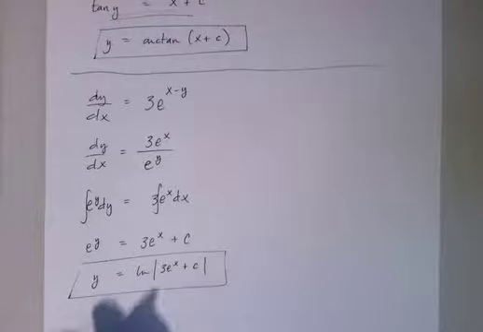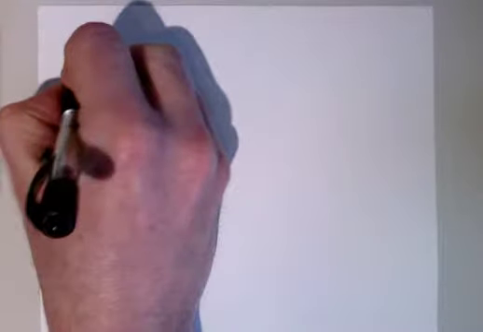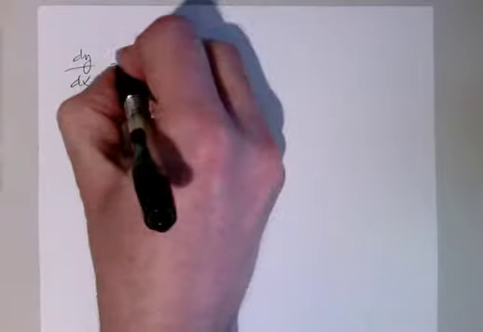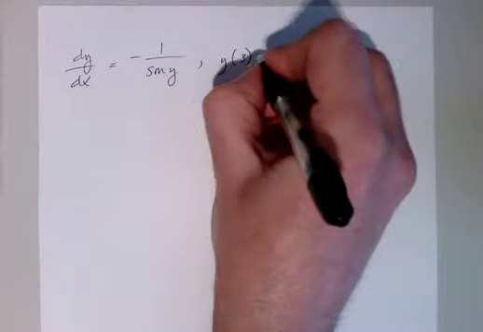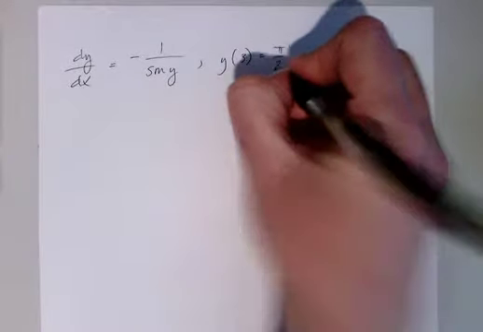Now let's go ahead and do very quickly 2 additional initial value problems. And then I think that'll bring us to the end of our time on this particular section. So let's do dy dx is equal to -1 over sine y, and let's do it for y of 3 is equal to pi over 2.